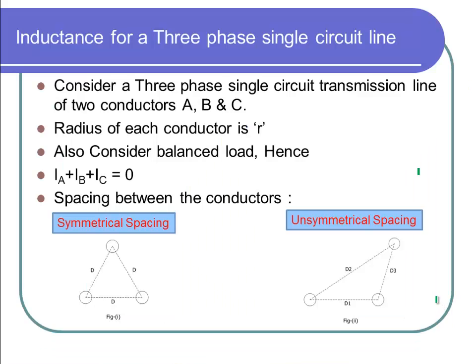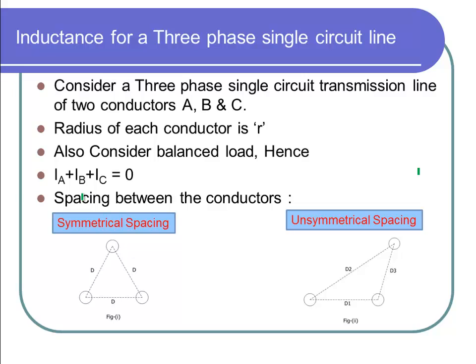Inductance for a three-phase single circuit line. As we considered for single phase single circuit, here also we consider three conductors A, B, C, and their radius is R meters. Also we consider a balanced load. Practically this is not possible, but for calculation purposes we consider a balanced load at the receiving end, and because of that we assume the algebraic sum of the currents flowing through all the conductors, IA plus IB plus IC, equals 0.